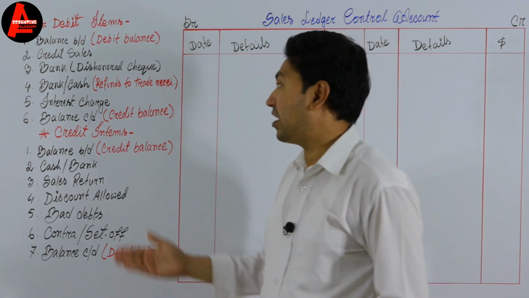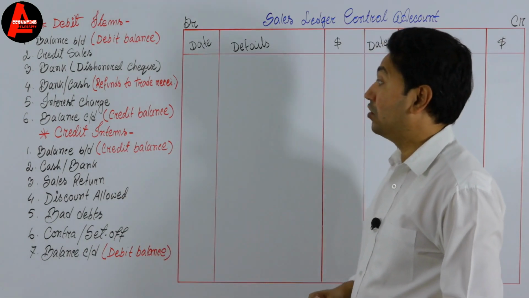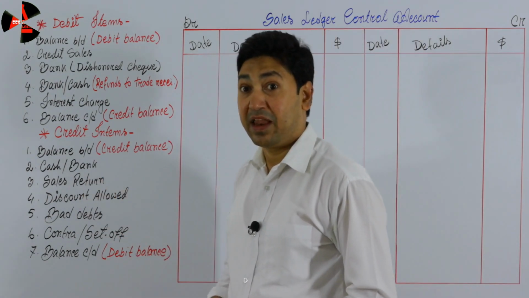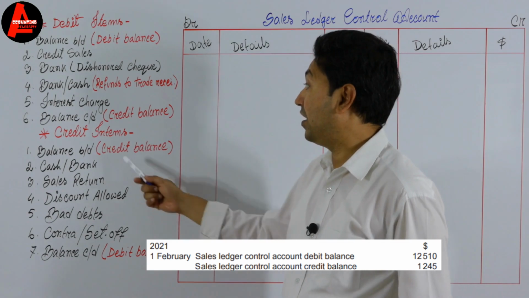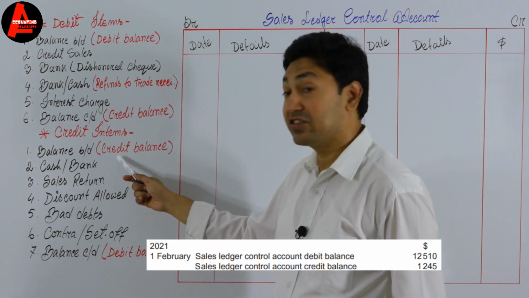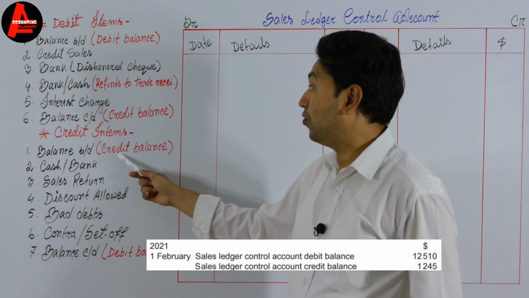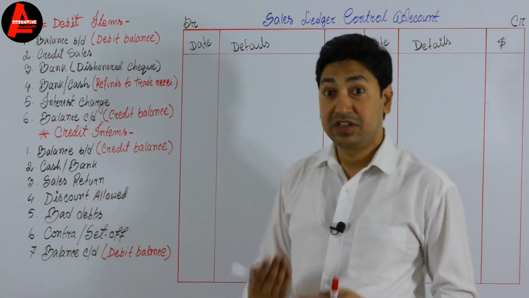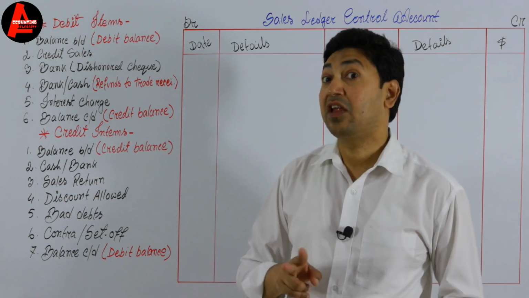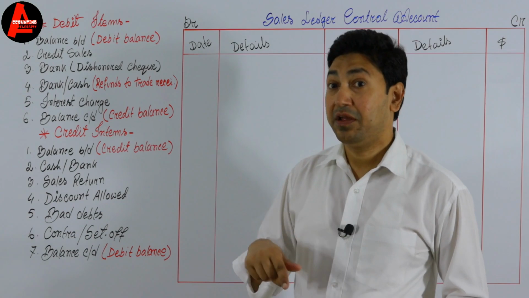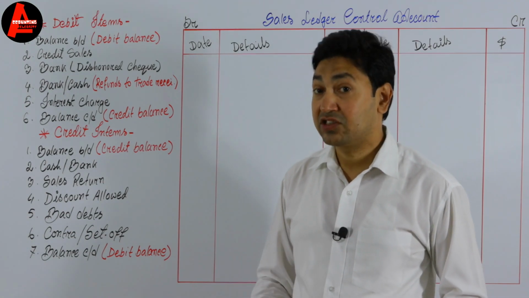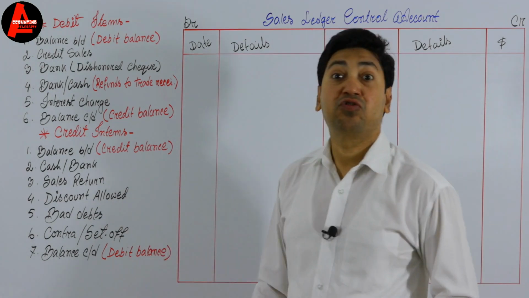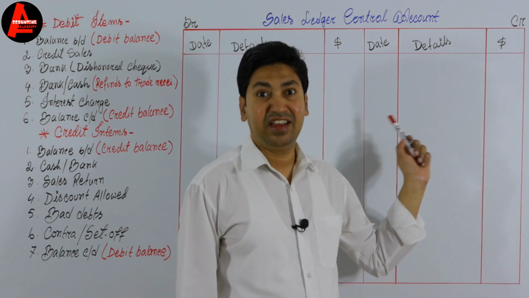Now let us have a look at the credit items. Here we have the first one, balance BD, again the opening balance. So balance BD will be here for a credit balance. If it is a credit balance in the question, then you have to record it on the credit side here. Same thing in the question: if there are 2 opening balances, it will be mentioned whether it is a debit balance or credit balance. If it is a credit balance, then you need to write it on the credit side here.